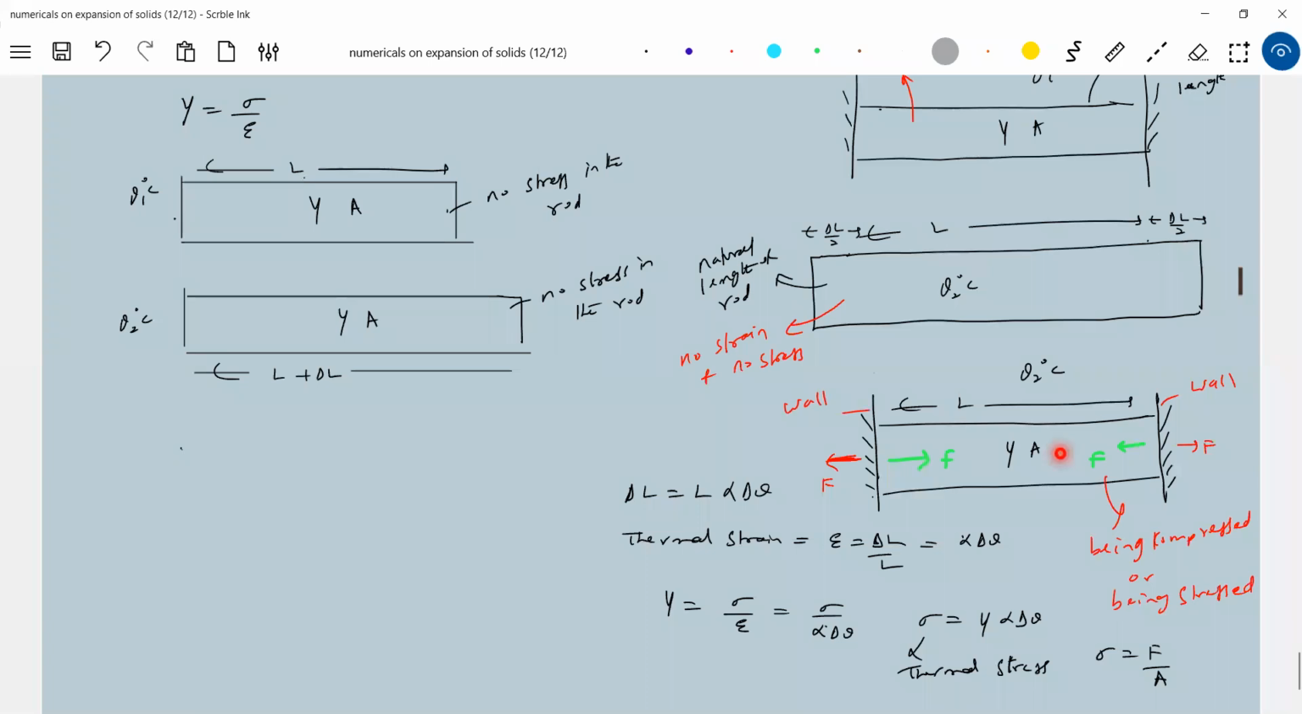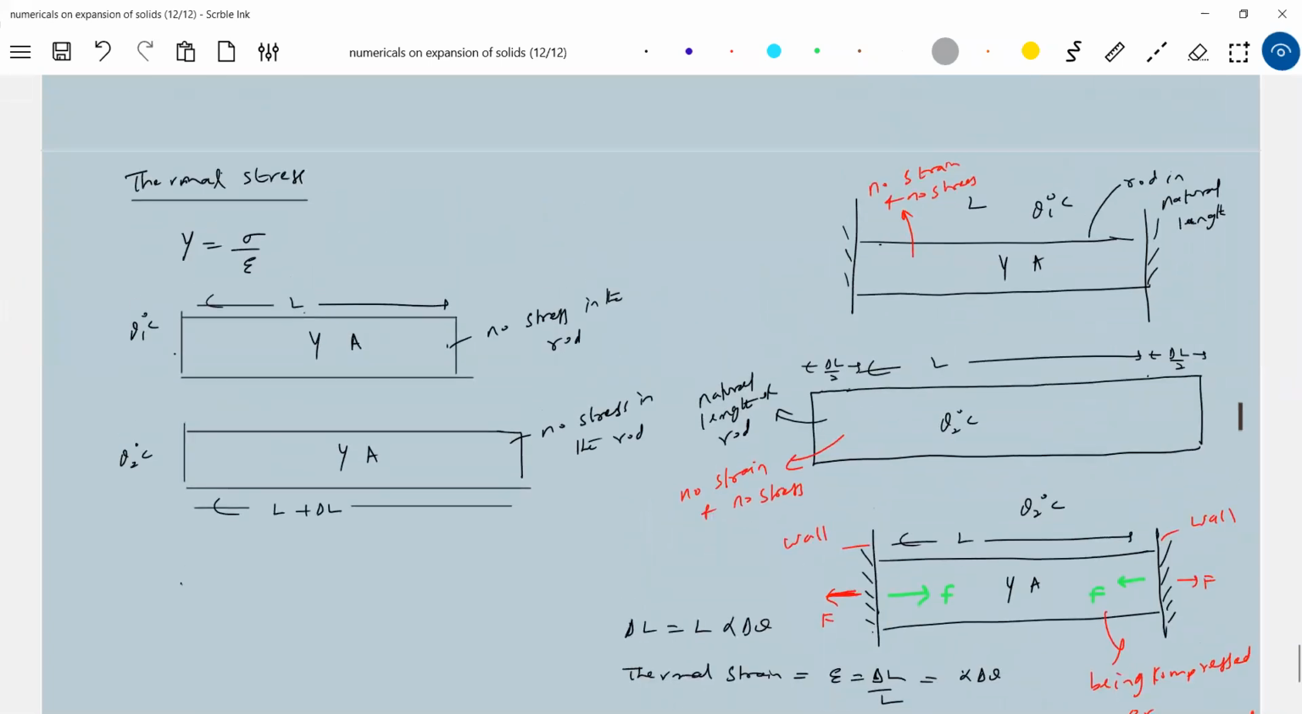So are you getting? No? Okay, now you can ask questions. Sir, you increase temperature. I'll decrease temperature. Tell me, if you decrease temperature, what should happen to the length of the rod? It should become less than L. But the rod will not permit. The walls will not permit. Then what will happen? The rod is in an elongated state. Then the forces will be in the opposite direction.